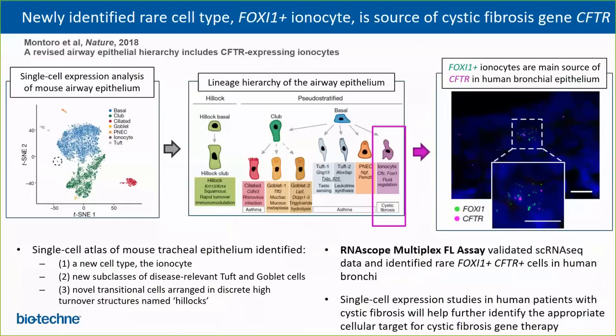They then went on to show that knockout of FOXI1 in mouse ionocytes causes loss of CFTR expression and disrupts airway fluid and mucus physiology, phenotypes that are characteristic of cystic fibrosis.